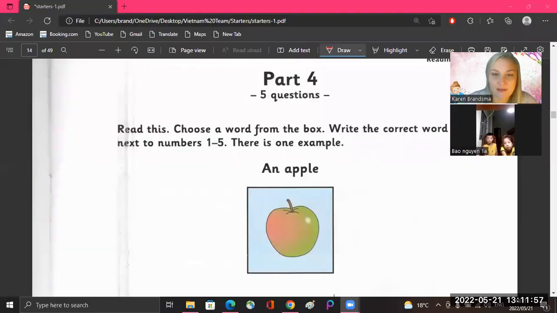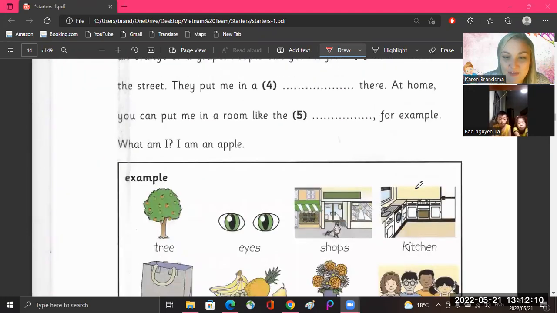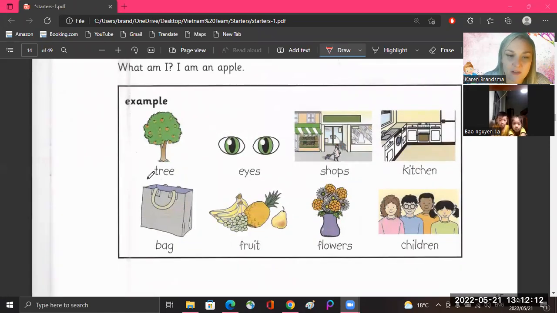Today we're going to do some reading and some listening. Okay, can you see the paper? An apple. Yes, do you like apples? Yes, okay. Now I want to try this again. Let's read our words first.